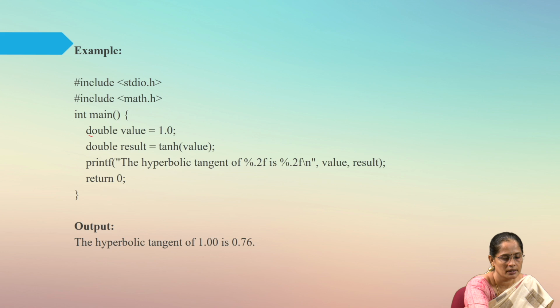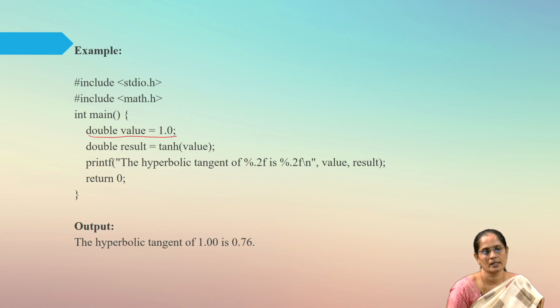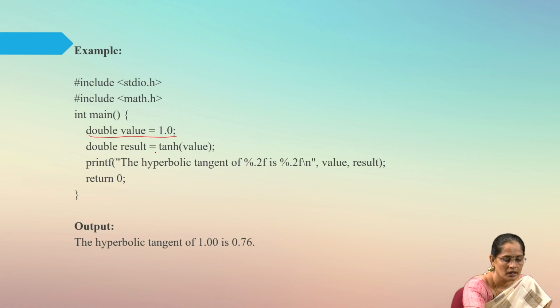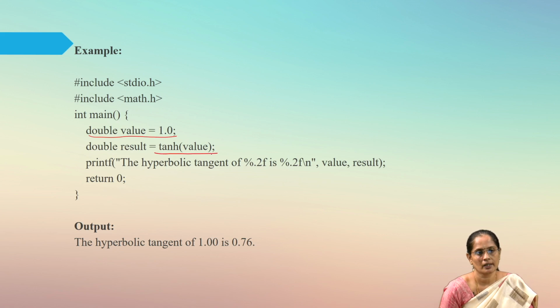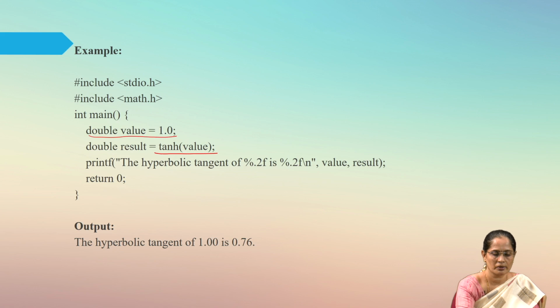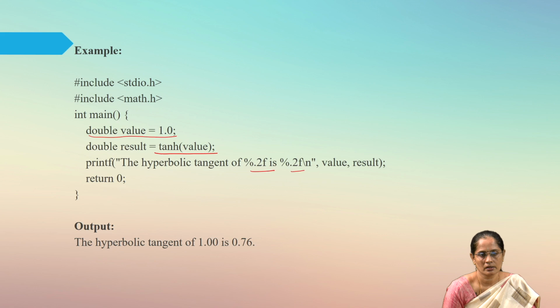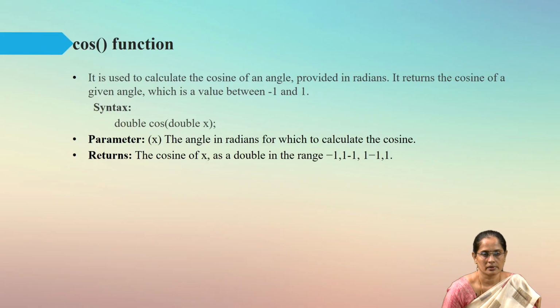Define a double type variable and assign the double type value 1.0 to the variable, and this is a way that the tanh function can be used and the result can be displayed. Since it is a floating point value, the result is a floating point value, we can make use of the control string f for getting the result displayed in the form of a floating point value. So, the result will be the hyperbolic tangent value.